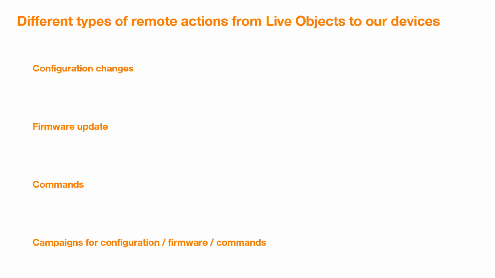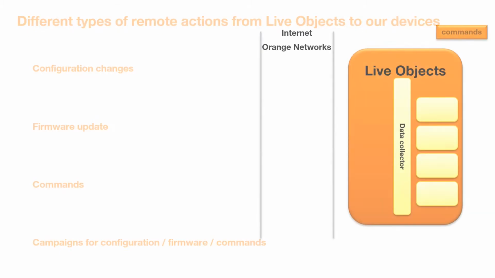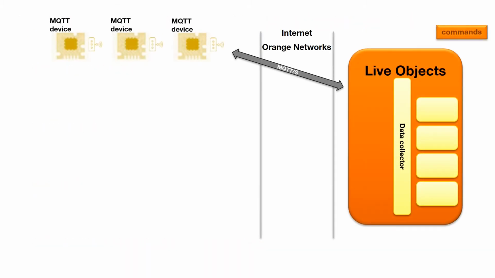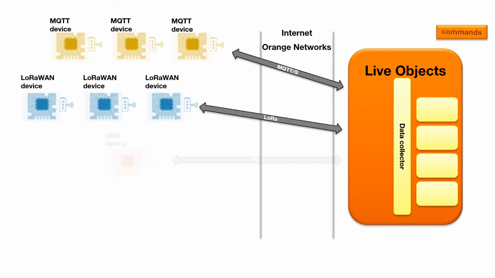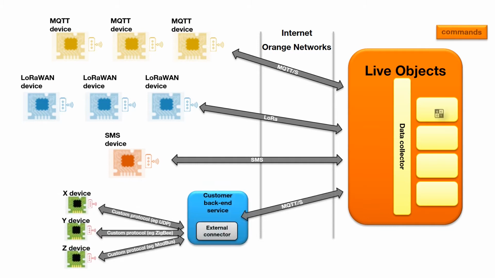For this video, we will focus on commands and command campaigns. A command is an order that will be stored in LiveObjects until it can be sent to the device. It can be sent over a connected MQTT link, or via LoRaWAN when the device opens a listening window, usually after each emitted frame, or to a GSM device using a downlink SMS, or to a specific device wired via an external connector.